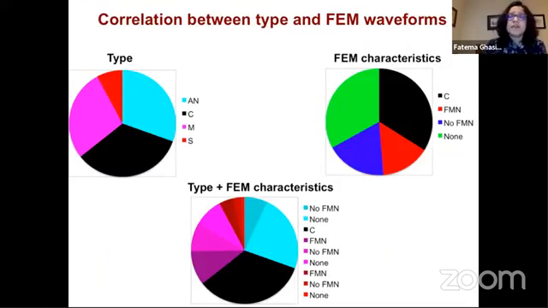So when we look at the FEM waveforms across different types of amblyopia, what we see is that anisometropic amblyopes generally don't have nystagmus, or if they do have nystagmus, it's usually nystagmus without FMN. On the other hand, patients with strabismic amblyopia tend to have nystagmus compared to the anisometropic amblyopes. And then patients with mixed amblyopia were 1/3, 1/3, 1/3, where 1/3 did not have nystagmus, 1/3 had nystagmus without FMN, and then 1/3 had FMN.